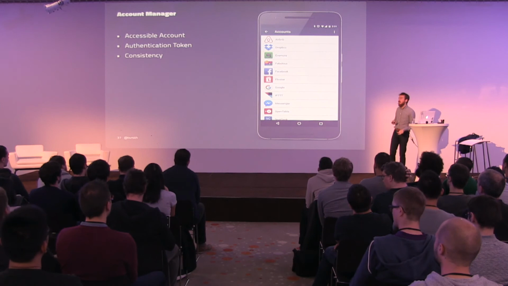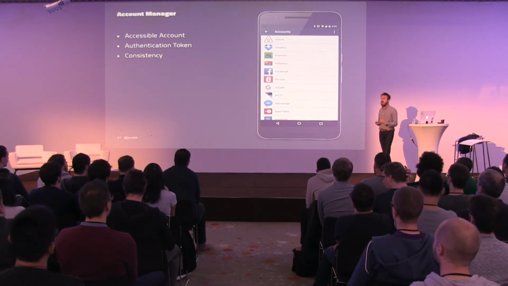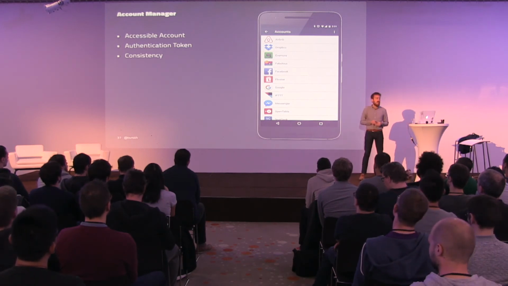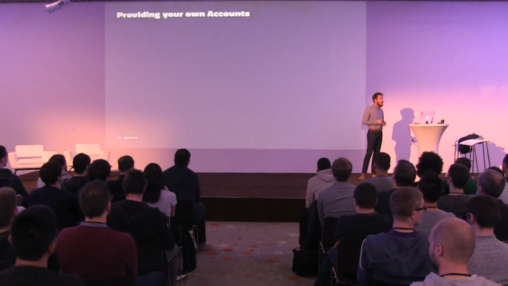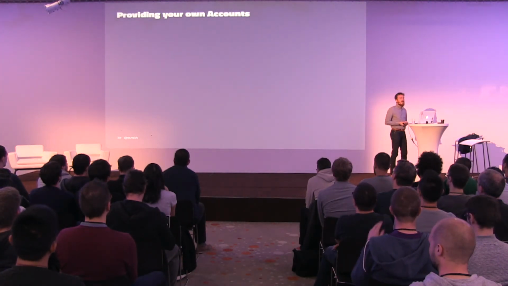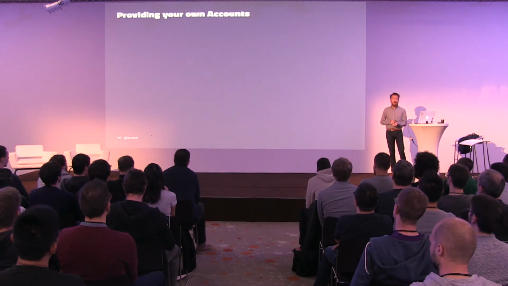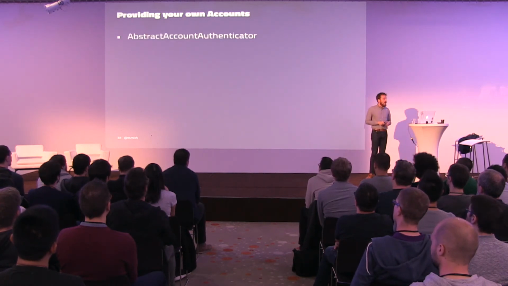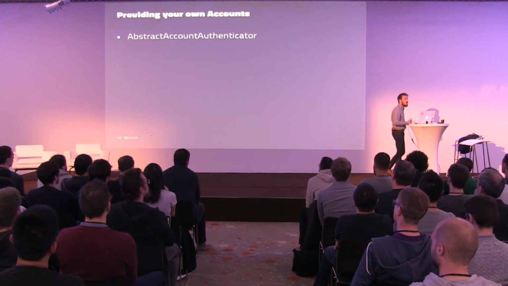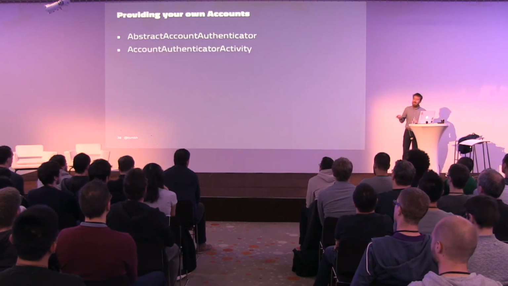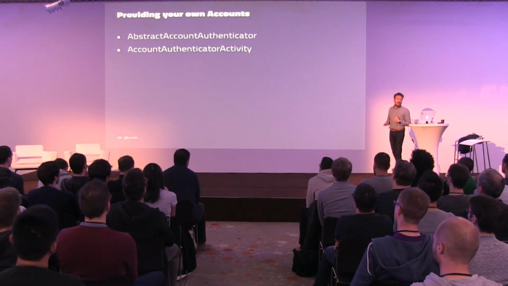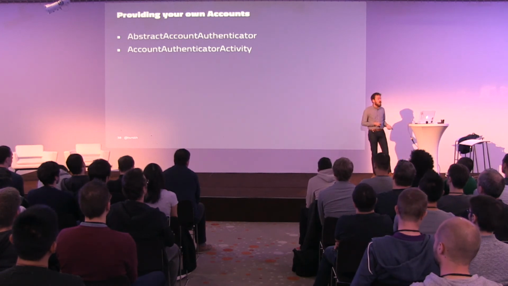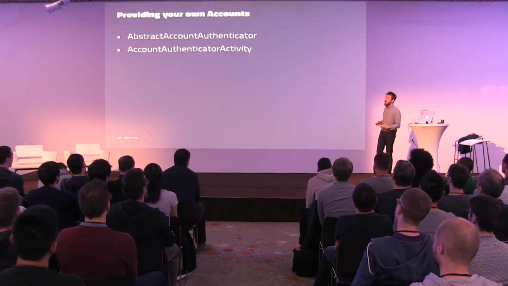But how would we track our application here if we wanted to start using our app as a platform for other apps to get info from? Well, we need to extend two classes so that we could provide our own accounts here. The first one is the abstract account authenticator. This is a service that the account manager communicates with directly. And the second is the account authenticator activity, which is an activity that you will need to explicitly subclass to handle the login and sign up flow.